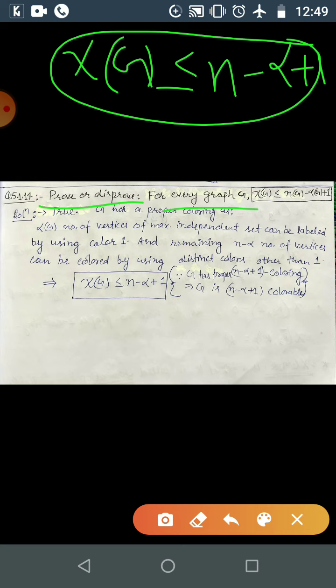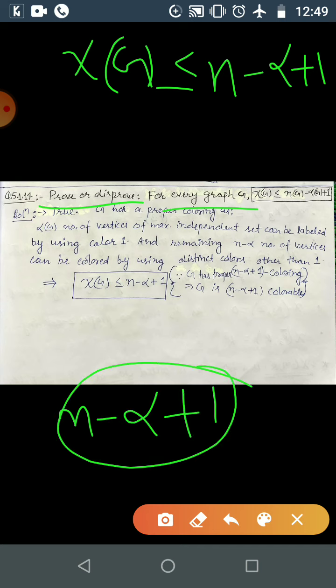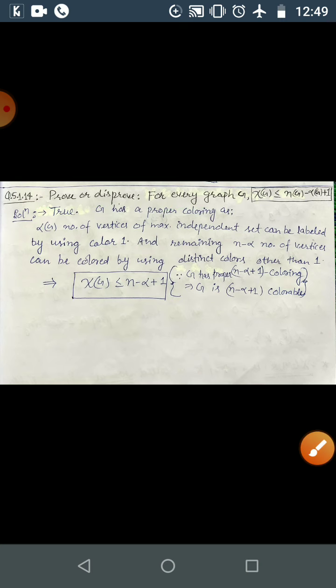How to prove it? If you are able to show that G has a proper coloring using this many colors, then if G has a k-coloring, we know that the chromatic number is less than or equal to this one.